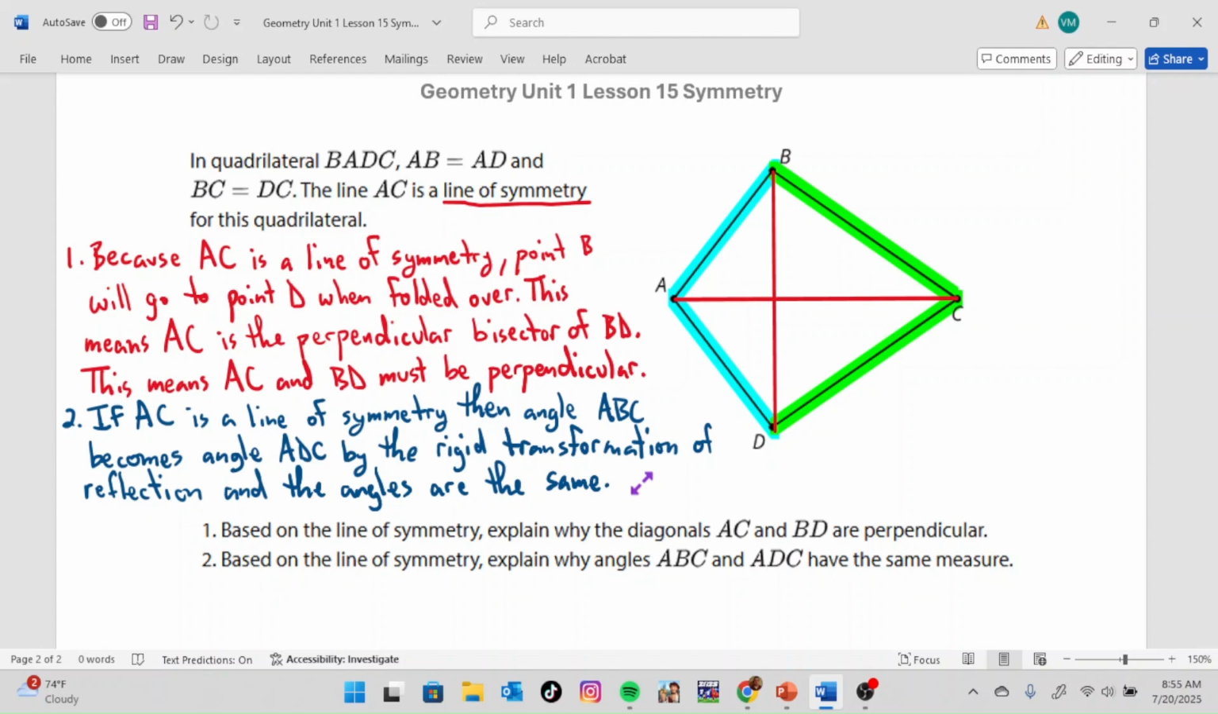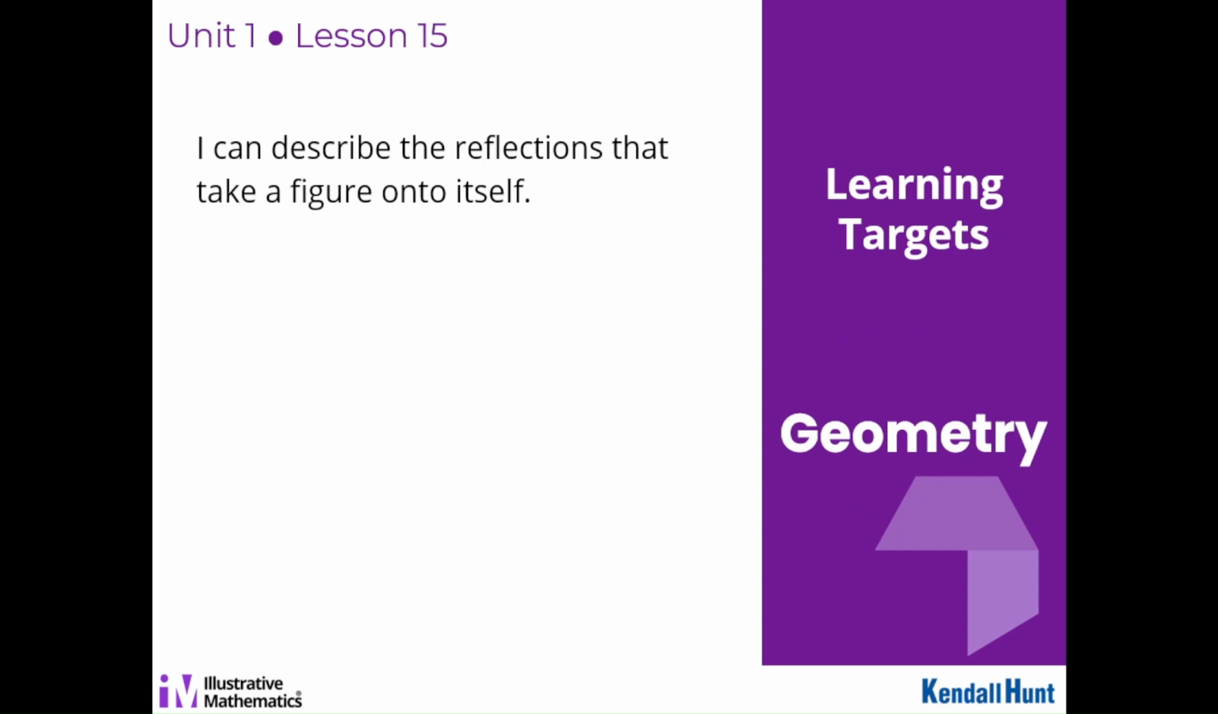Now let's go review the learning target. Just double check, make sure you understand what you needed to from this lesson before you move on to future lessons. So looking back at the learning target for lesson 15, it simply said that you can describe the reflections that take a figure onto itself.